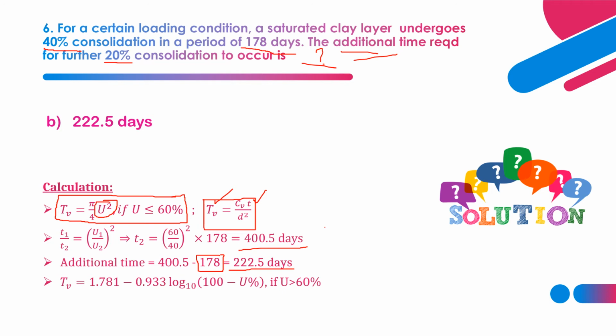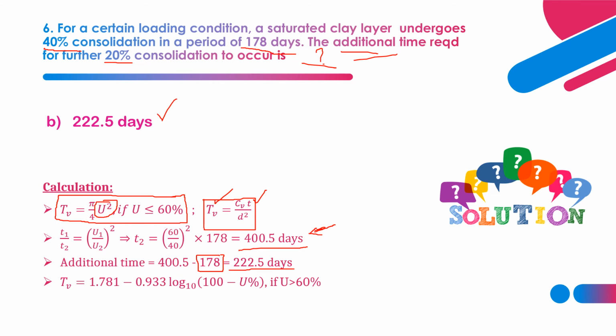Option D is given as 400.5 days. We should not be mistaken and take the answer as 400.5 days, because they have asked for the additional time required. So 400.5 minus 178 gives the answer as 222.5 days, and that is nothing but option B.